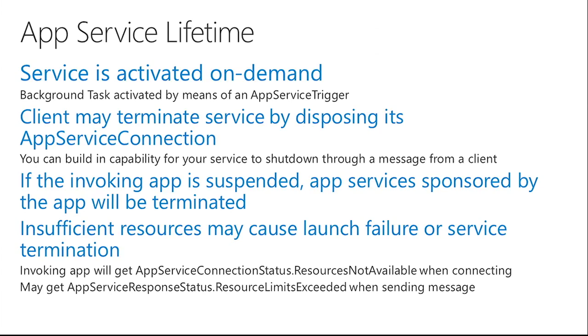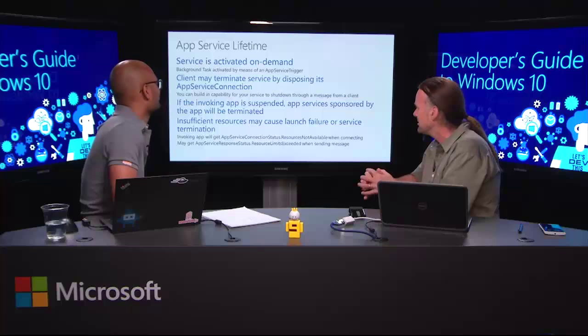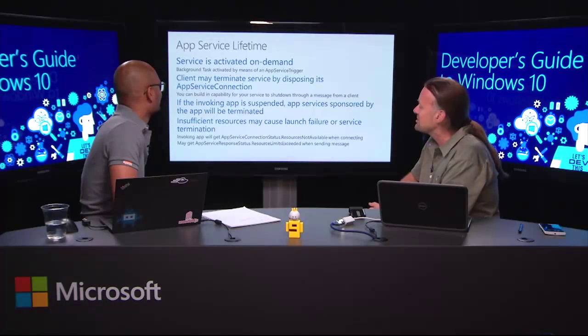Yeah. Now, a client can cause an app service to terminate simply by, remember it does that connect async, and the client opens that connection. If it simply disposes of that object, then the app service will die as well. Okay. If the invoking app, the client app, is suspended, again the app service will be terminated. So it only stays alive as long as one or more of the foreground apps are actually active.